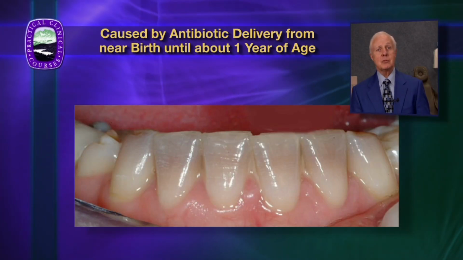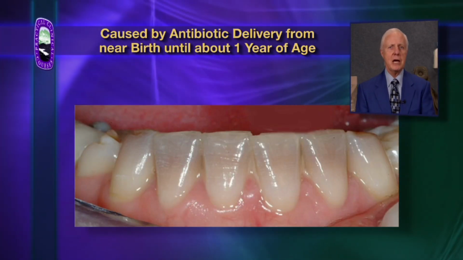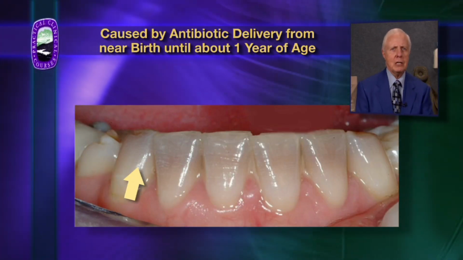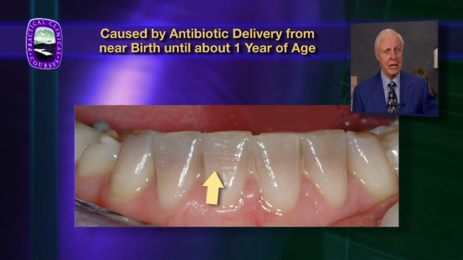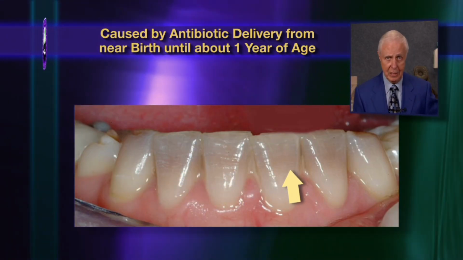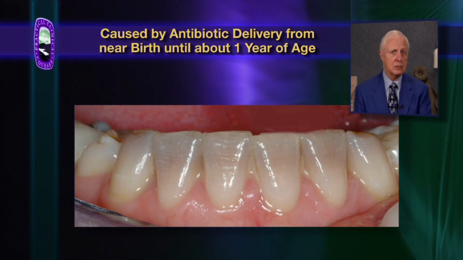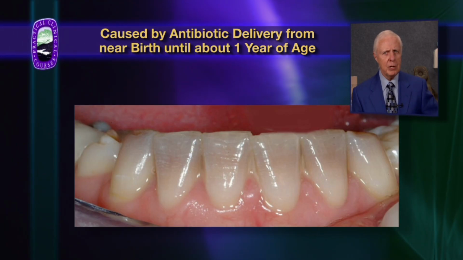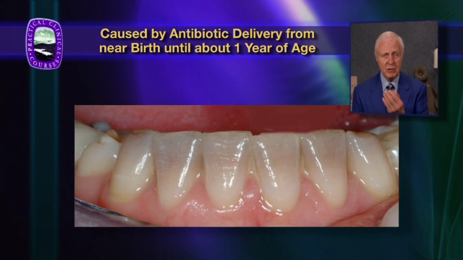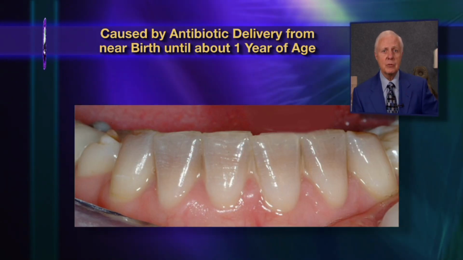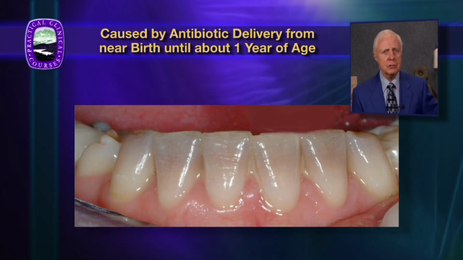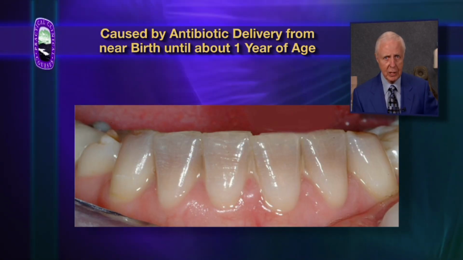This patient has multicolored teeth. Look at the striation halfway across the tooth. This was caused by antibiotic delivery as a baby from near birth until about 1 year of age. This patient may require, again, some form of veneer or cap or crown to mask the color, but conservative techniques can be tried as well.